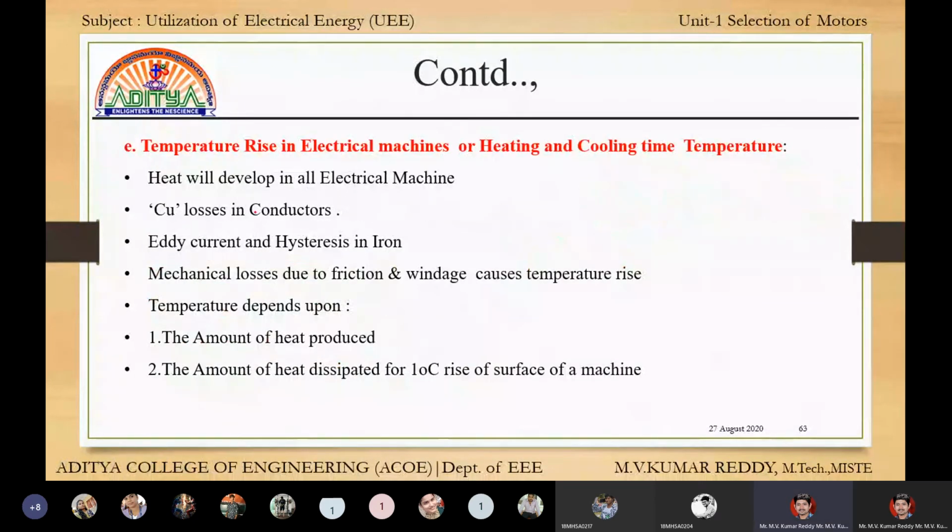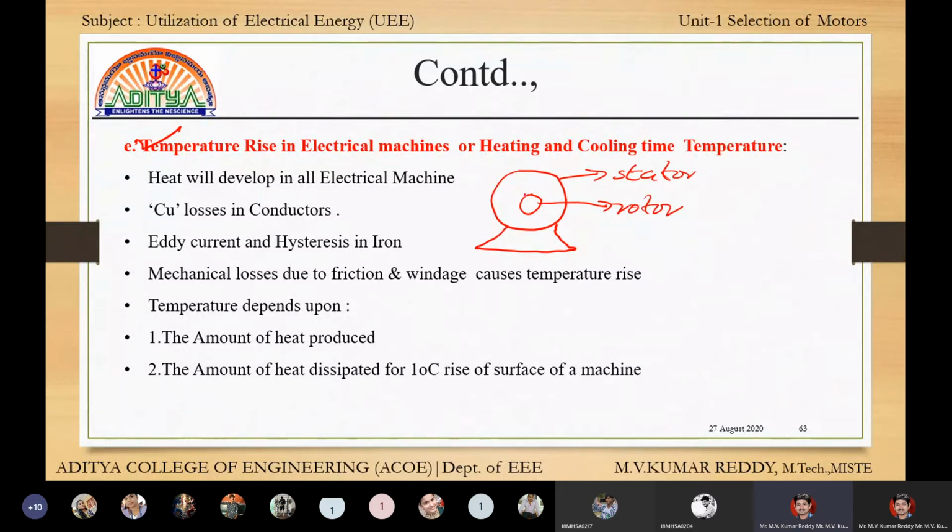Temperature rise in electrical machines. This is an important topic in mechanical considerations. Already we know that in a motor we have the stator and the rotor.